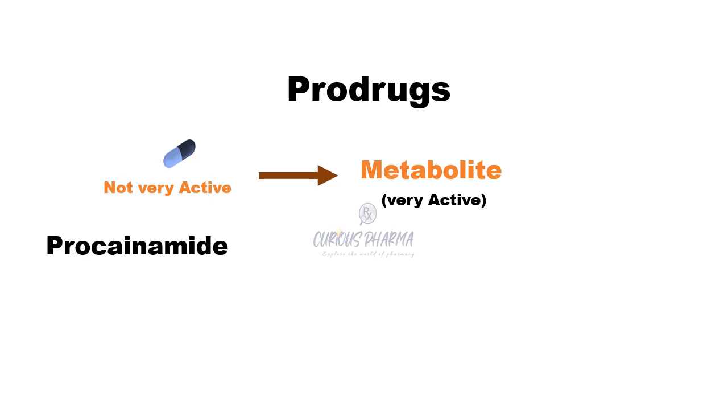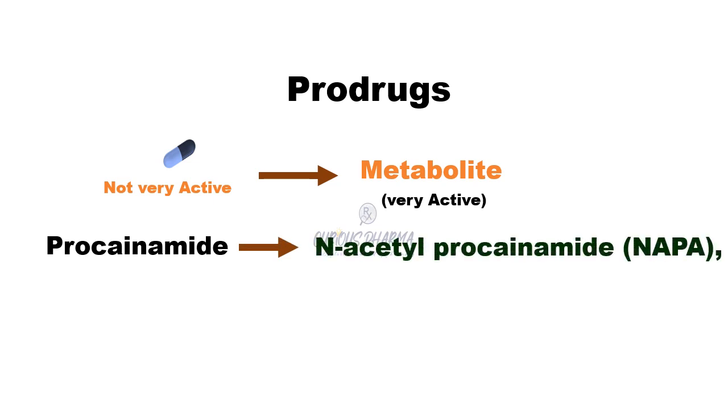So the metabolite of procainamide is N-acetylprocainamide. It is a primary metabolite of procainamide. It has anti-arrhythmic properties.